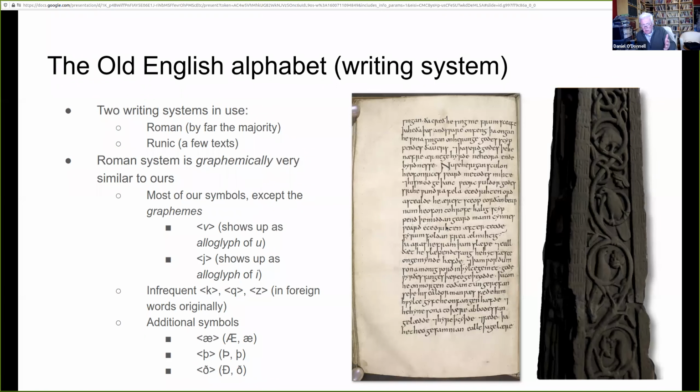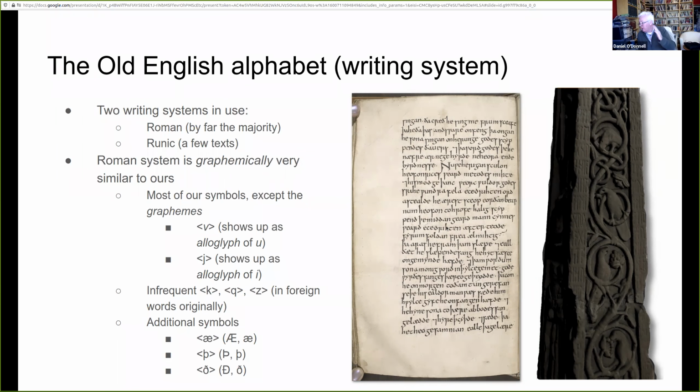So in terms of their system, they have a character for every one of our characters, pretty much. The two they don't have is a V as a separate character, and a J as a separate character. They actually do write V's and J's, but they don't understand there to be a distinction between U and V and I and J.